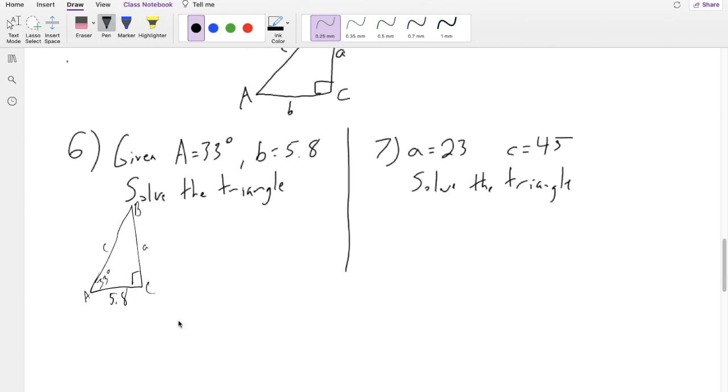All right, so we have a sketch. We already know angle A and we know B. So far so good. I can keep a little checklist of all the things I need. Angle A was 33 degrees. Angle C is our right angle, so that means it's 90 degrees. And we know side B was 5.8.